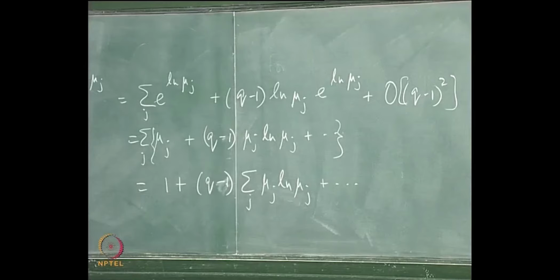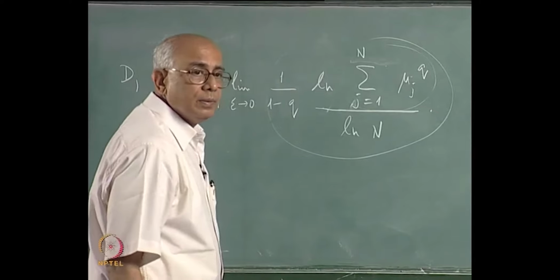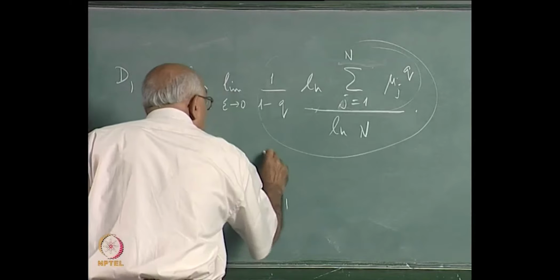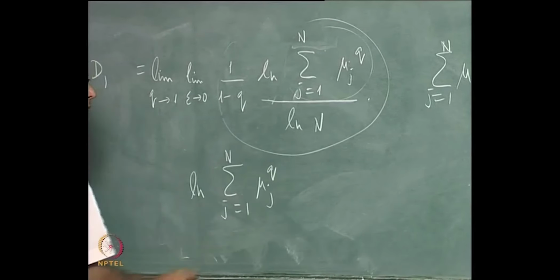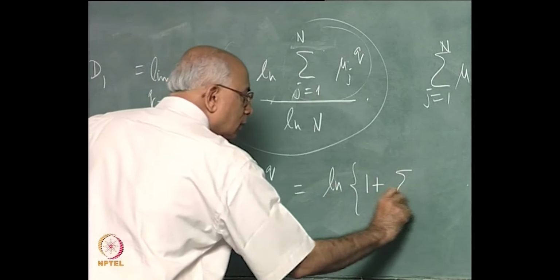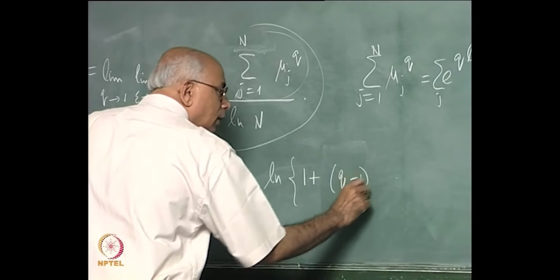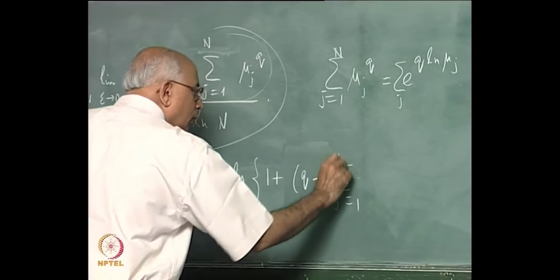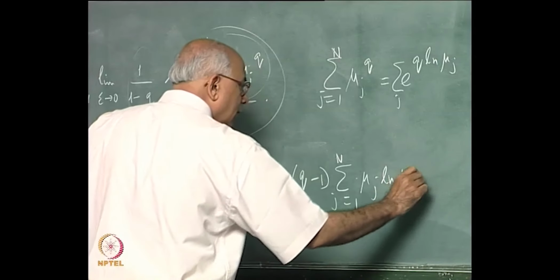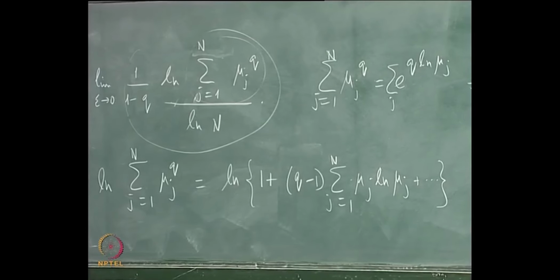Now I have to do a log of the whole thing. So what does that give me? Log of the summation over j equal to 1 to n of mu j to the q is therefore equal to log of this whole thing: 1 plus, sum over j equal to 1 to n, 1 plus q minus 1 times the sum over j equal to 1 to n of mu j log mu j, plus higher orders, and I want the leading term at q equal to 1.